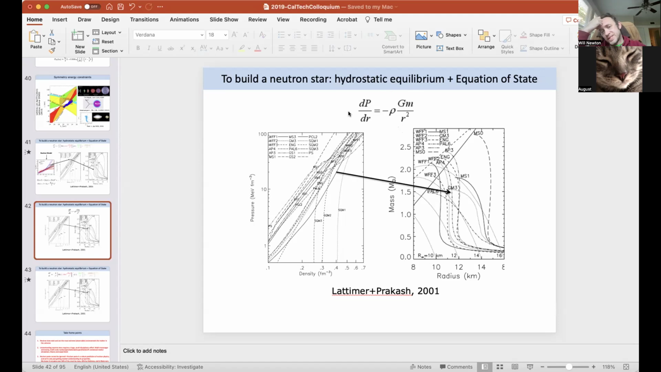So you want to solve this equation for mass and radius of the star, but you've got two other unknowns, pressure and density. You need one more equation to be able to solve this whole thing, an equation that connects pressure and density. And that's the equation of state. So you take your pressure versus density curve, you plug it into here, you solve the differential equation, and you get out a mass versus radius curve.